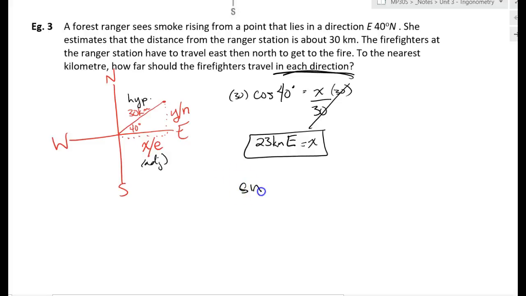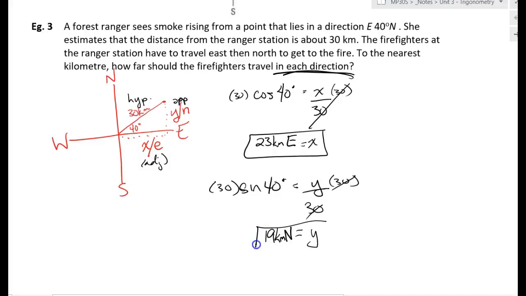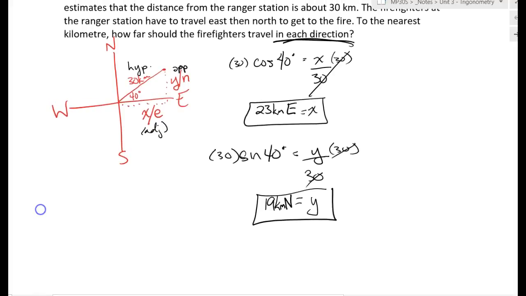I've also got sine of 40 degrees because my y value is my opposite. So y over, again, 30, multiply by 30 to isolate y in this case. And I get 19.28, so 19 kilometers north. That's my other measurement. And there you go. That's my answer. So you've got some questions to practice in the textbook.